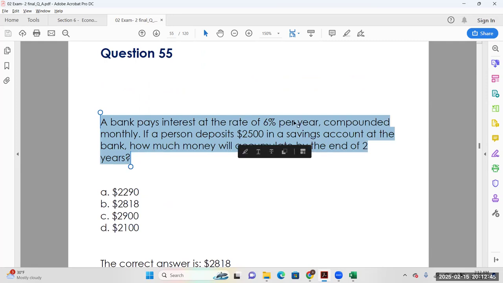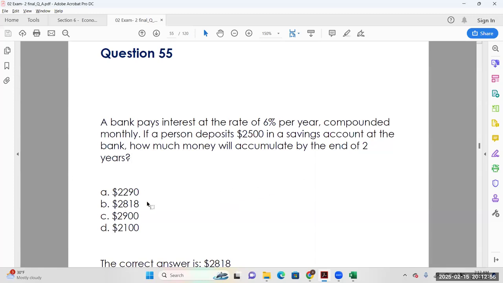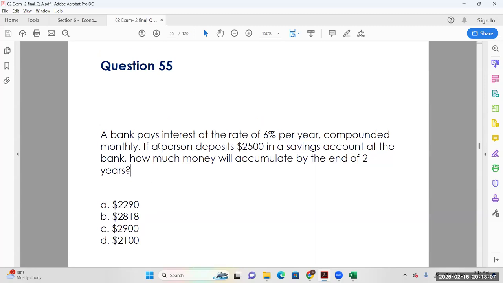The bank pays interest at the rate of 6% per year, compounded monthly. If the person deposits 2,500 in a savings account at the bank, how much money is accumulated by the end of 2 years? The investment is 2,500. I equals 6, compounded monthly. So N will be 24.